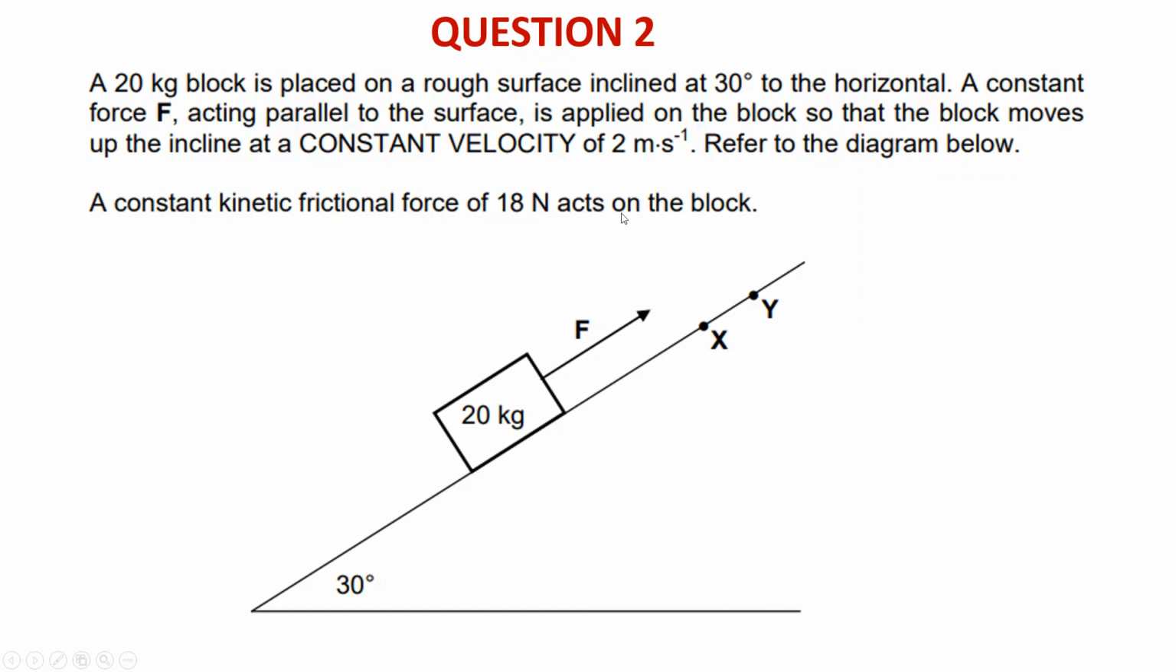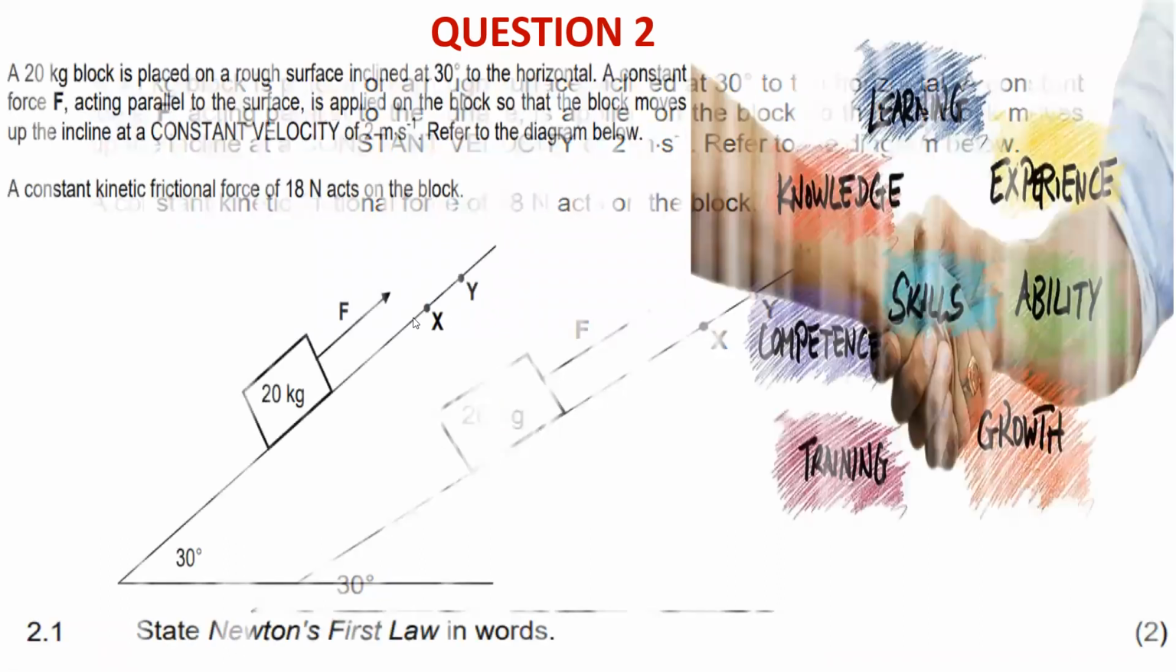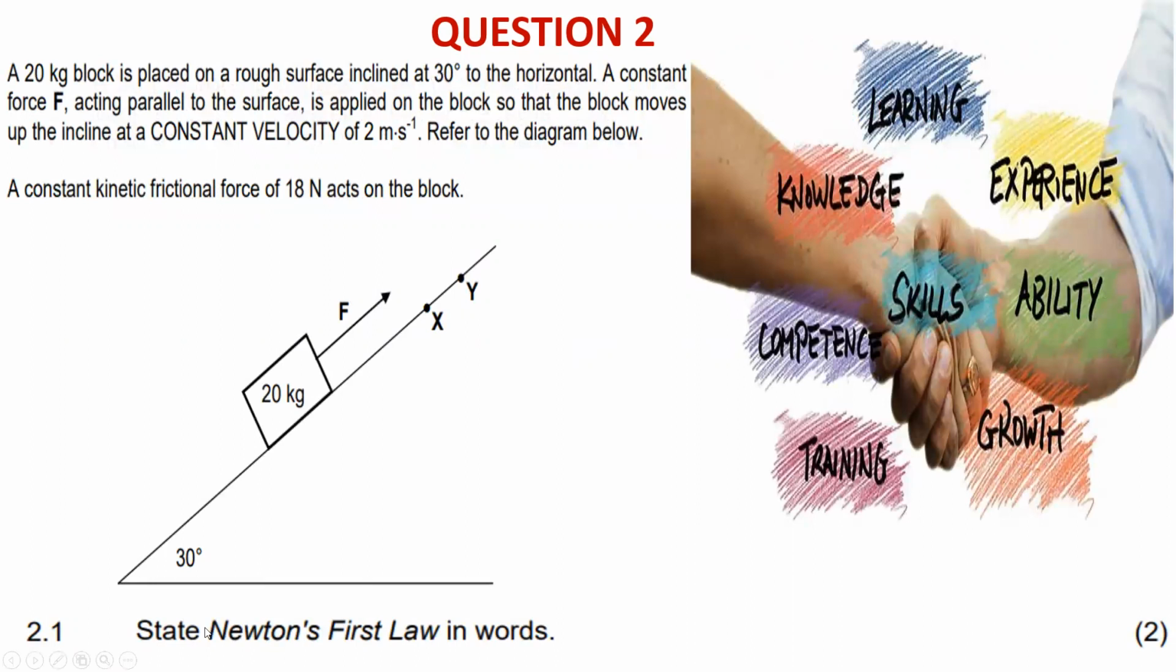All right, so those are all the givens. And then we have an inclined system with 30 degrees. Okay, let's see what they ask. First of all, state Newton's first law in words. Okay, that's our question 2.1 with 2 marks.